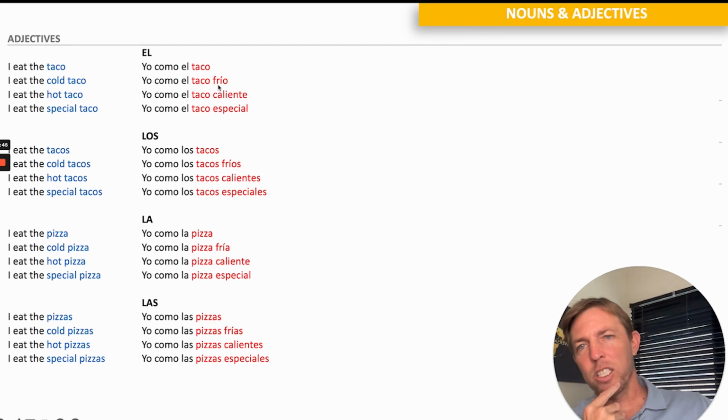All right, why did I choose these adjectives as examples? The cold taco, the hot taco, and the special taco. I chose these three for a reason, because adjectives will fall into three categories. Adjectives that end in an A or an O, adjectives that end in an E, and adjectives that end in anything else. Okay?